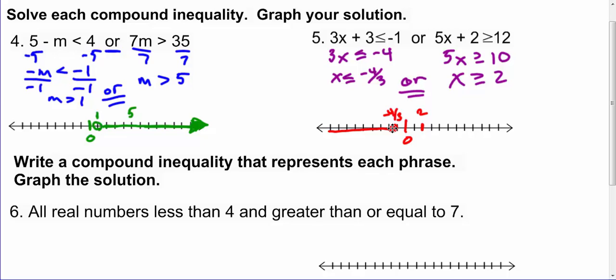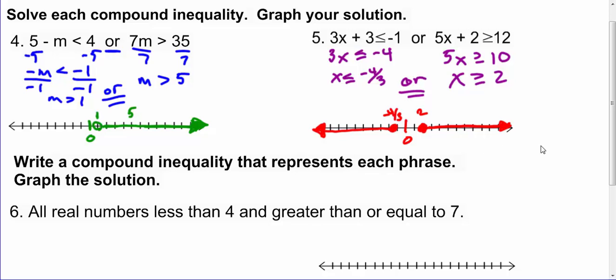That's a closed circle. Less than or equal to, I should say. I read it without saying it out loud. x is greater than or equal to 2. Again, a closed circle. This time the arrow goes right. This is the more traditional "or" compound inequality situation, when you get two rays going opposite directions with just a gap in the middle.